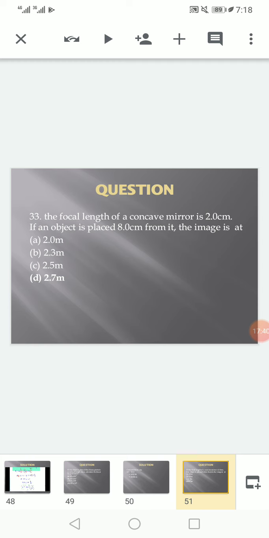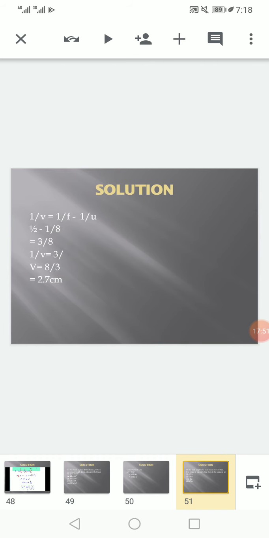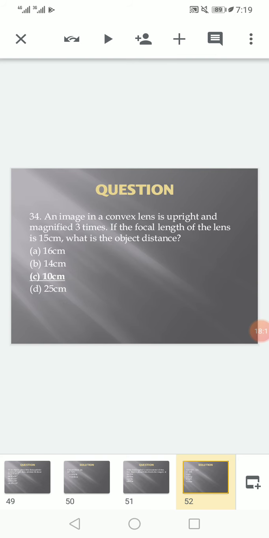The focal length of a concave mirror is 2.0 centimeters. If an object is placed 8.0 centimeters from it, the image is at? Now applying 1 over V equals 1 over F minus 1 over U, if we substitute our values, it will give us 1 over V equals 3 over 8. If you make V the subject of the formula, it becomes 8 over 3, which gives us 2.7. I will explain this further in the Zoom class.